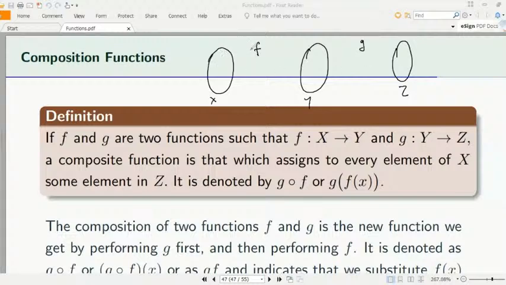So these are functions. One assigns elements of x to those of y, and another assigns those of y to those of z. Finally, suppose f assigns a to 1 and g assigns 1 to w. These are two functions. We now want one function that can assign a straight to w. One function that can assign a straight to w. And that is what we shall call a composite function.